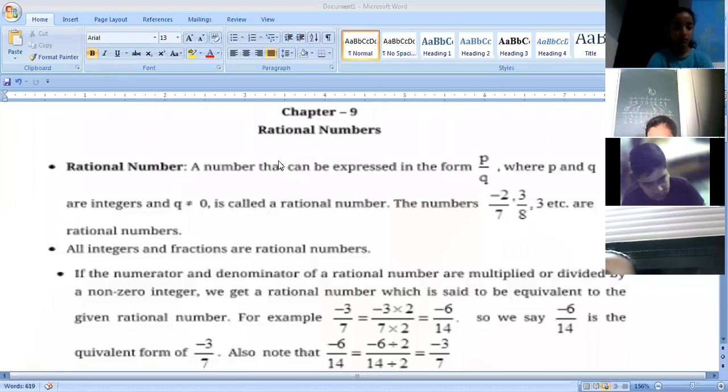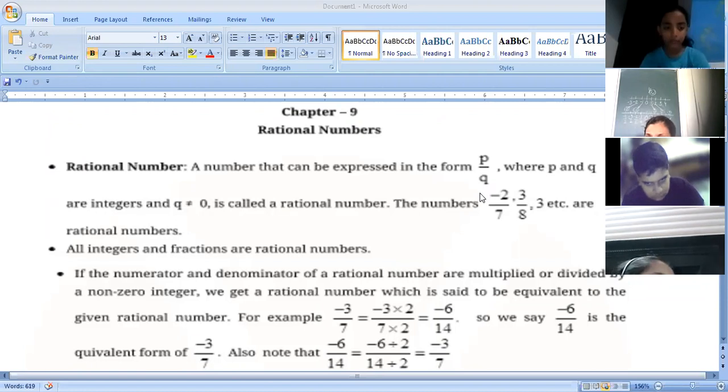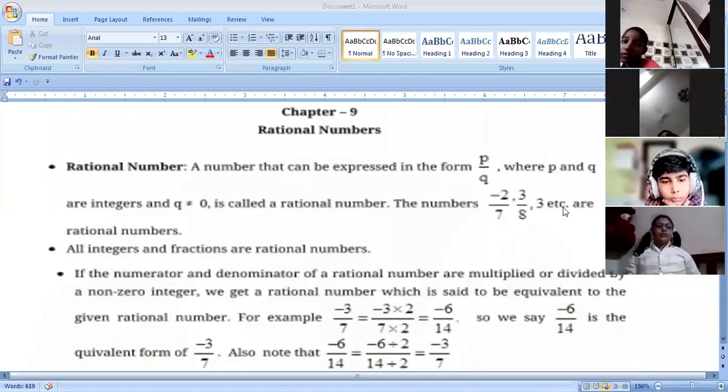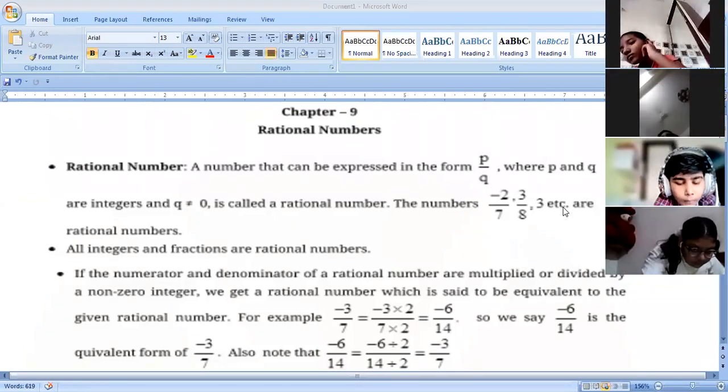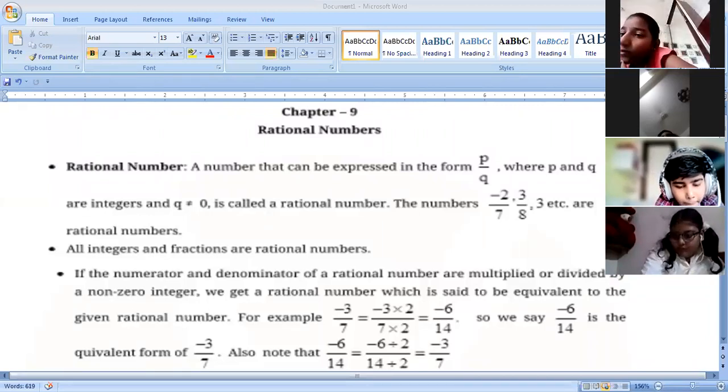So what are actually rational numbers? Rational numbers are always expressed in the form of P upon Q, where Q is not equal to 0. That is, your denominator will never be equal to 0 in rational numbers. Remember that always. Whenever you are writing any fractional number, your denominator will not be equal to 0. Then only it will be a rational number. Otherwise, it will not be a rational number.